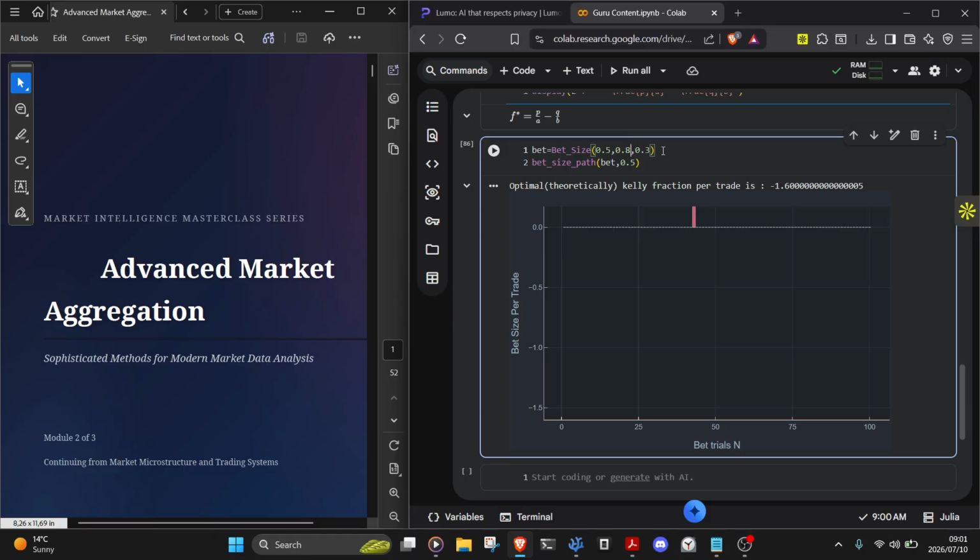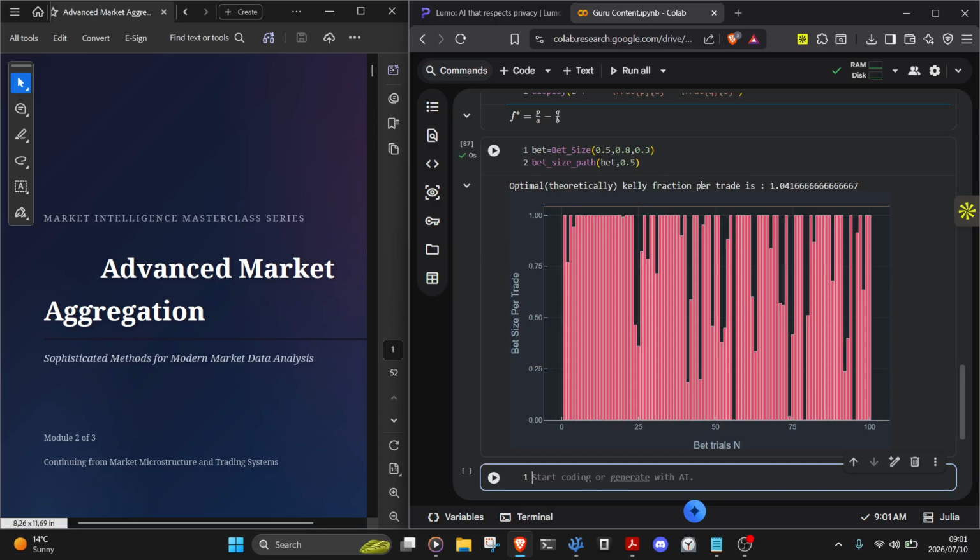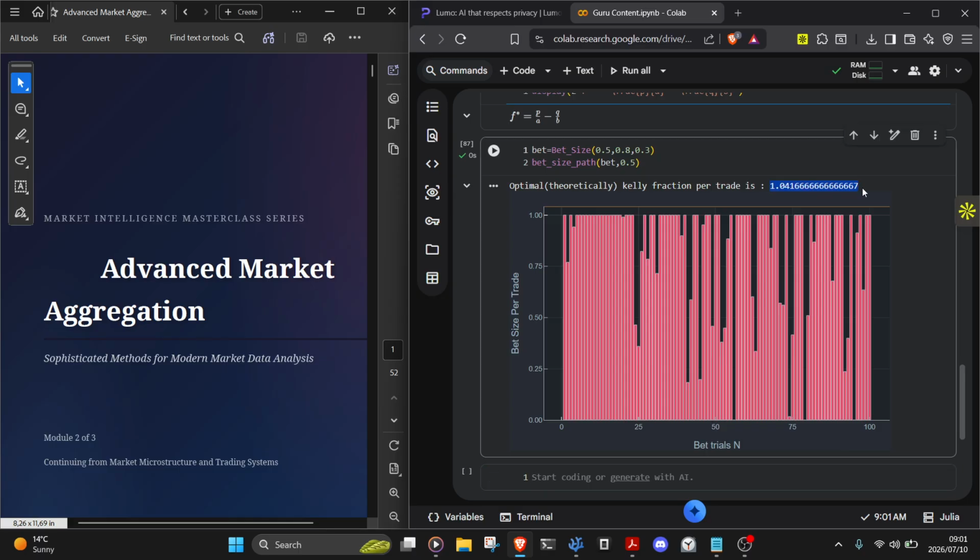Let's look at this. Let's see what the path is going to be. And as you can see, this strategy essentially has a positive EV. Matter of fact, this strategy is doing so well that you should be betting the house on this strategy, right? The Kelly fraction is greater than 1. That means you should be betting the house on this. And this is why you see the orange line is up there at 1, right?